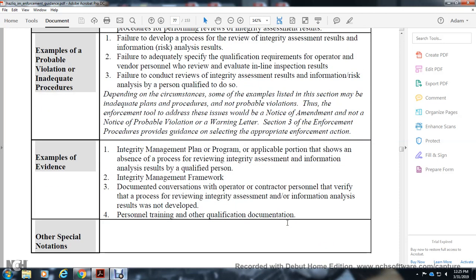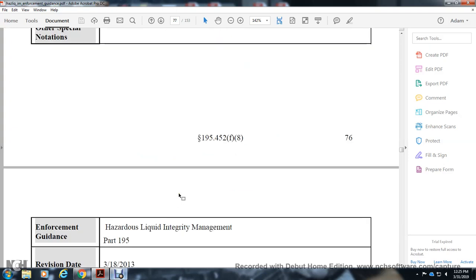Example: the integrity management program plan or applicable portion shows the absence of a process for review of integrity assessment and information analysis results by a qualified person. Integrity Management Framework 3: documentation compensation operated with contract personnel verified the process of reviewing integrity assessment and information analysis results was developed. Personnel training, other qualifications, documentation, and other special limitations were not noted.